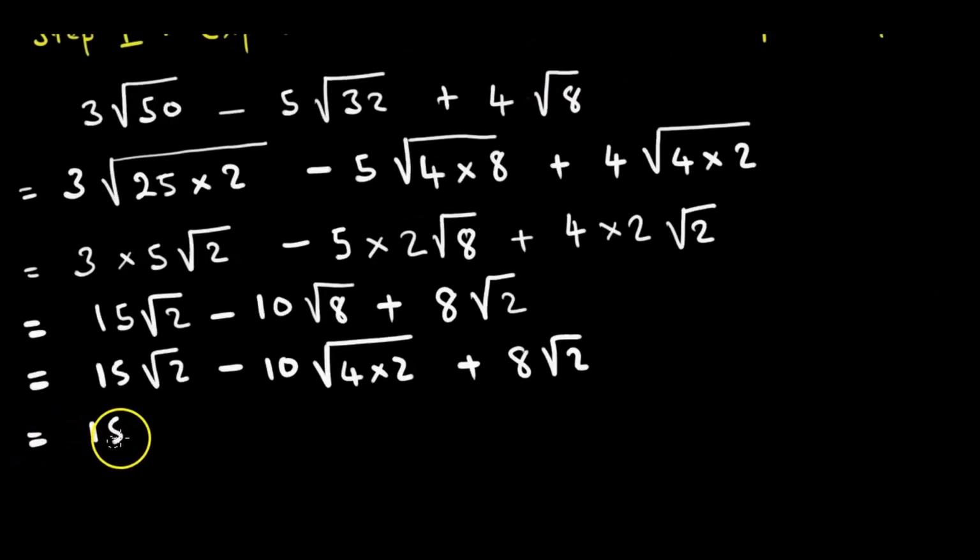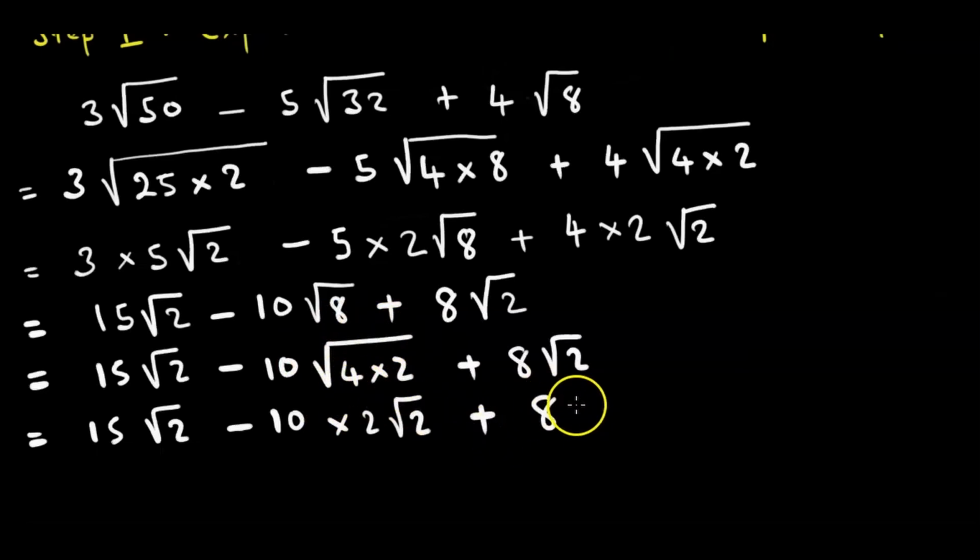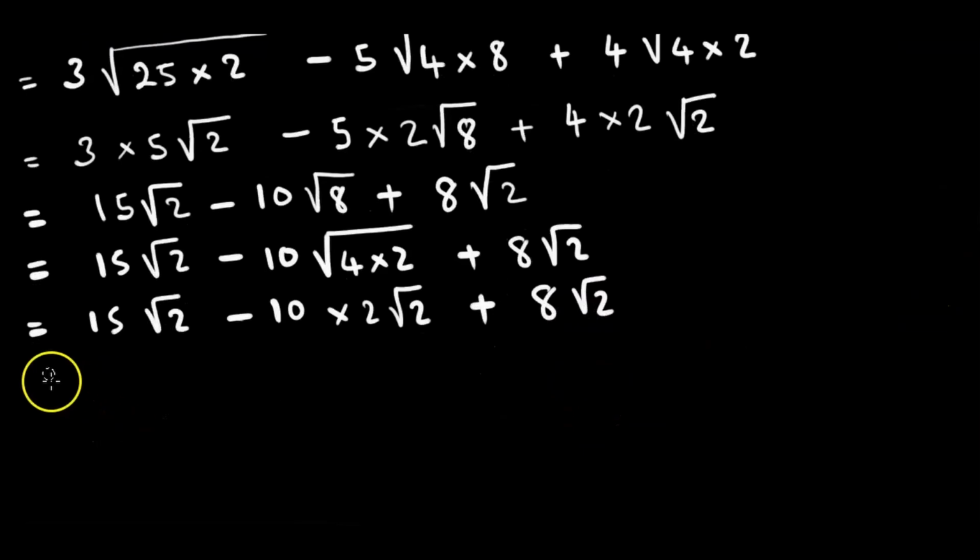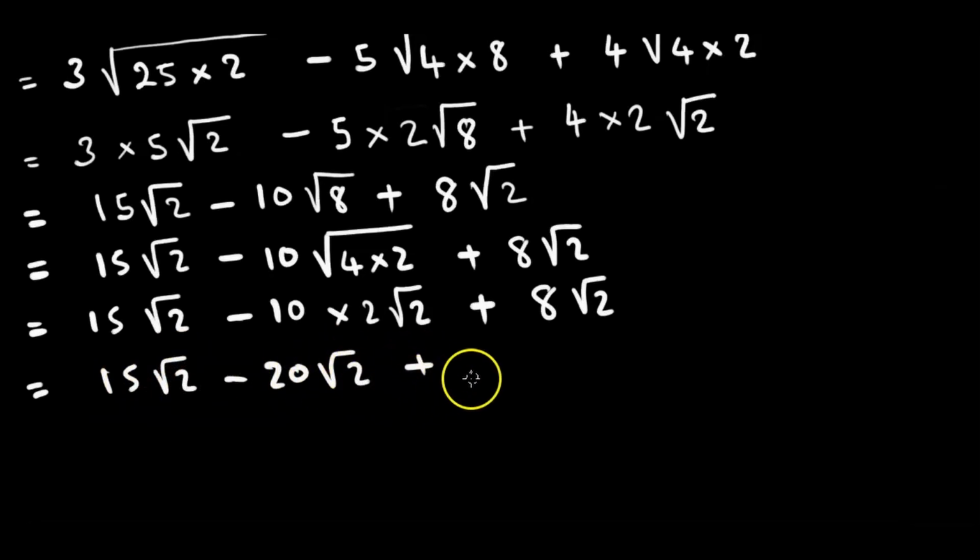This is equal to 15 the square root of 2, minus 10 times 2 the square root of 2. And I can simplify this, the square root of 4 times 2, plus 8 the square root of 2. Then we come here, it's actually 15 the square root of 2 minus 20 the square root of 2 plus 8 the square root of 2. Can you see now that we have the square root of 2, the square root of 2, the square root of 2? It's actually a constant.